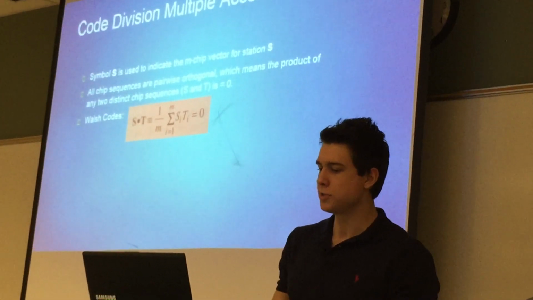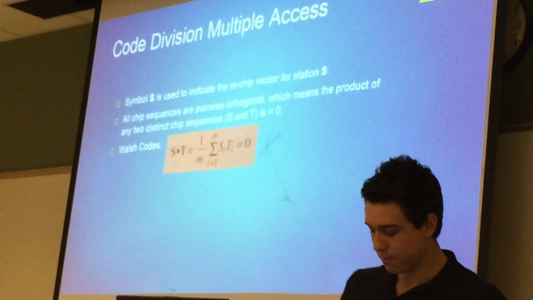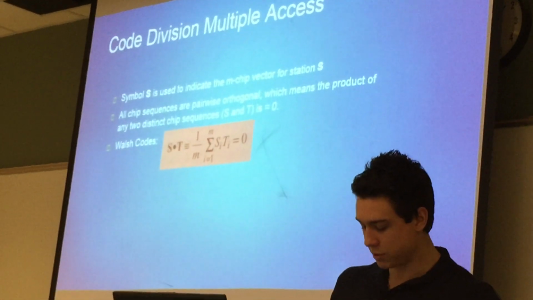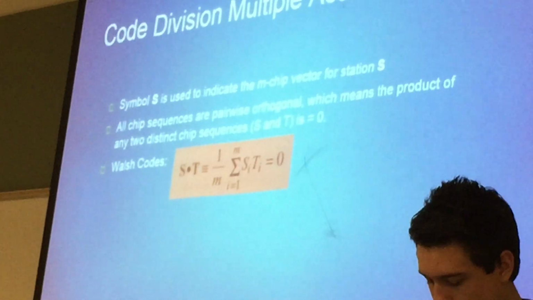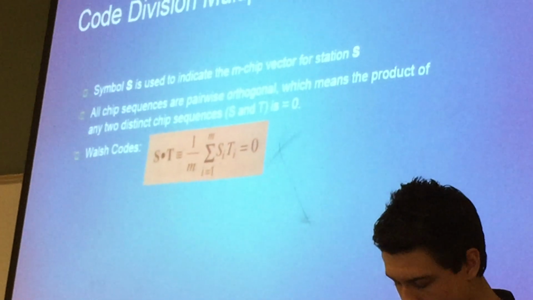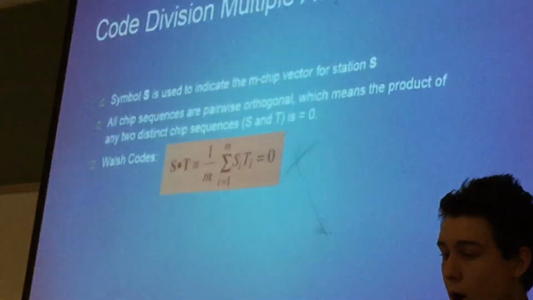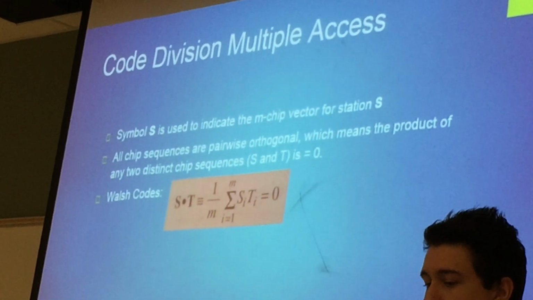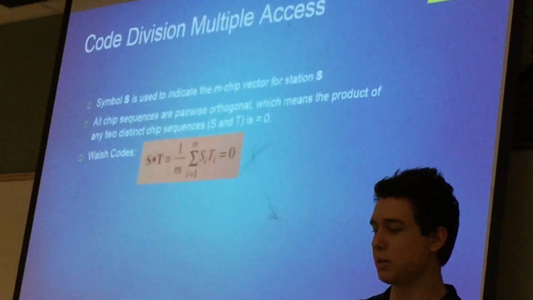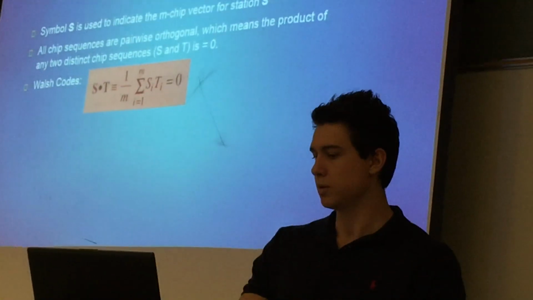All right, the symbol S is used to indicate the chip vector for the station S. We generate the orthogonal chip sequence using a well-known method called Walsh codes, and that's an example of it right there in that picture. All the chip sequences are pairwise orthogonal, which means that the product of any 2 distinct chip sequences, S and T, is equal to 0. So that expression right there just shows that it's equal to 0.